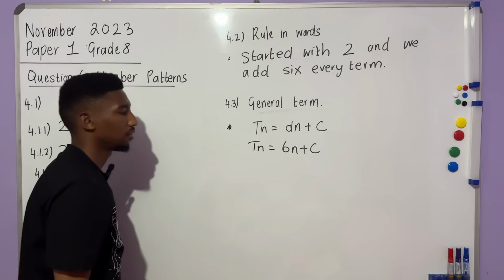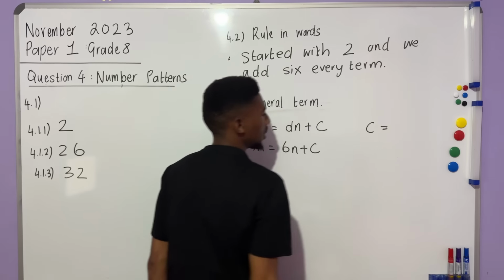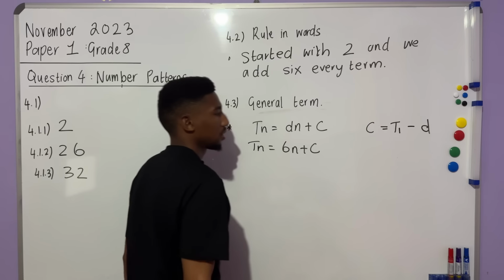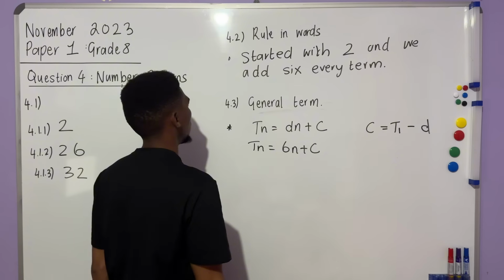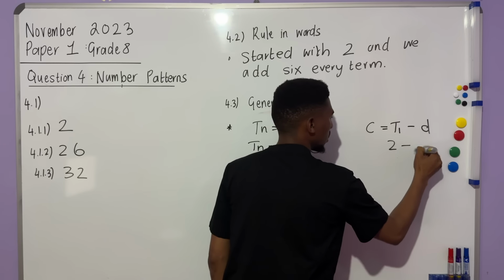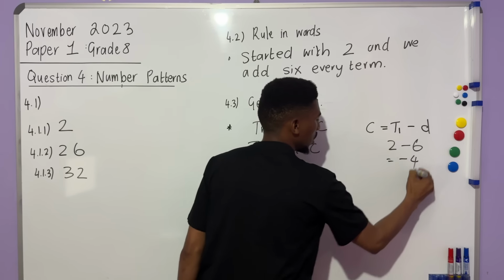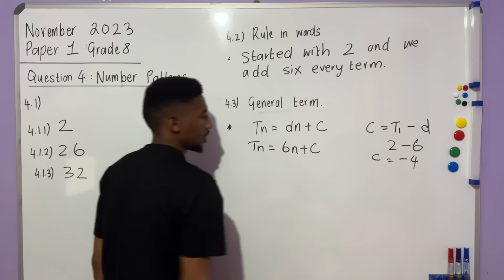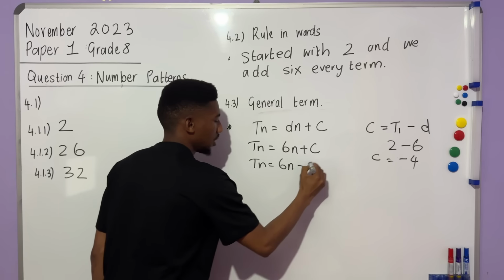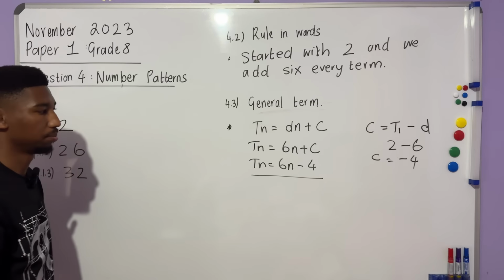Then we need to find c, and we can do c on the side. c would be equal to T1 minus the difference. T1 is the first term, which is 2, and the difference is 6. So 2 minus 6 is equal to minus 4. That is c. Then we have Tn is equal to 6n minus 4, and that is your general term.